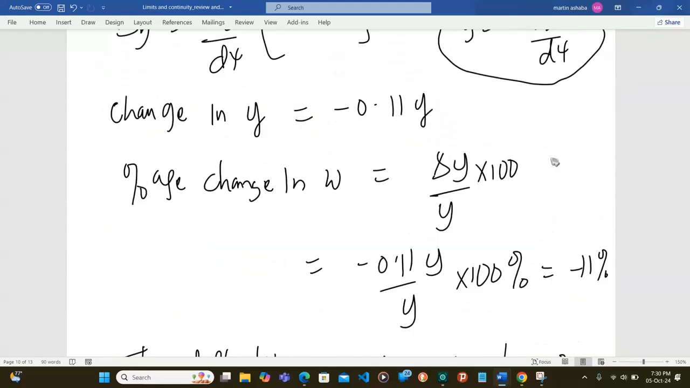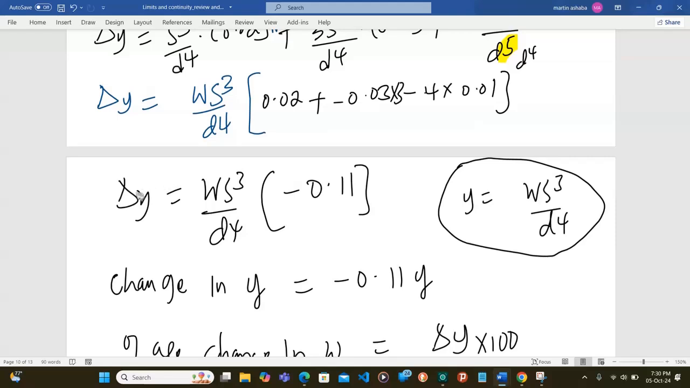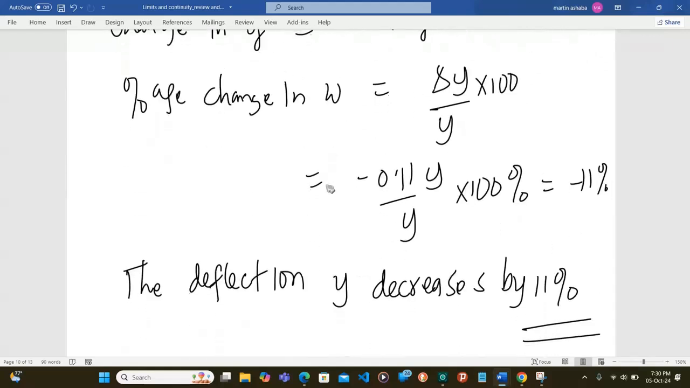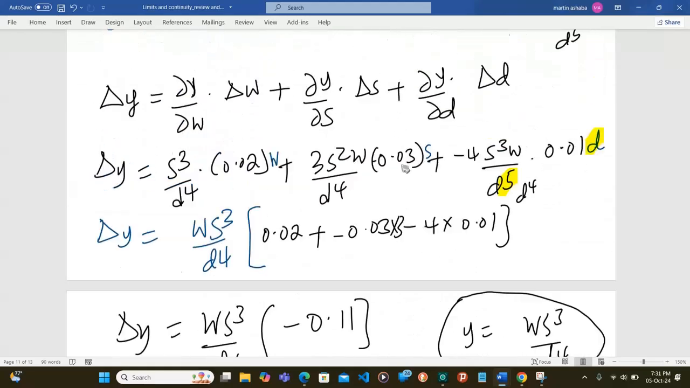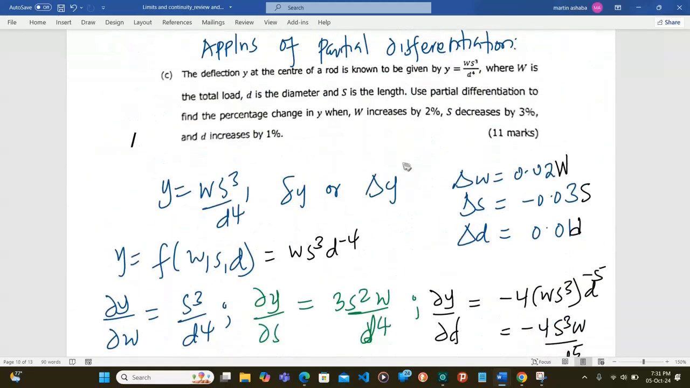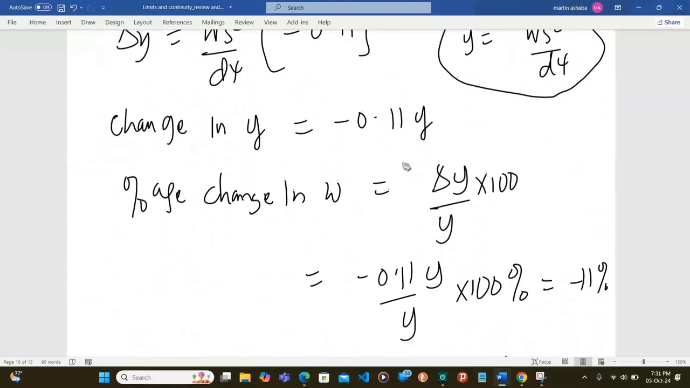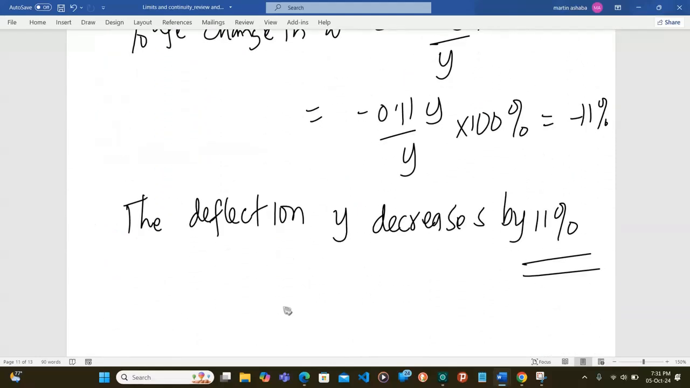So when you incorporate everything in there, we found that we had the change in y as y itself times negative 0.11. But when we again look for the percentage change, we find that we are having negative 11%, which shows, the negative shows, that this diffraction decreased by 11% as the W, which is the total load, increased. S, which is the length of the rod, decreased. Now, D, which is the diameter of the rod, increased. All of this led to a decrease in the diffraction.